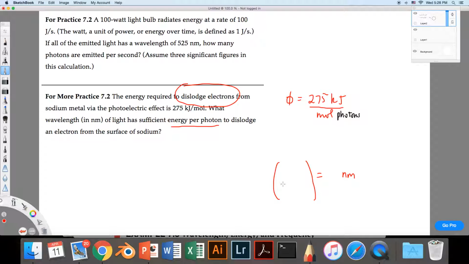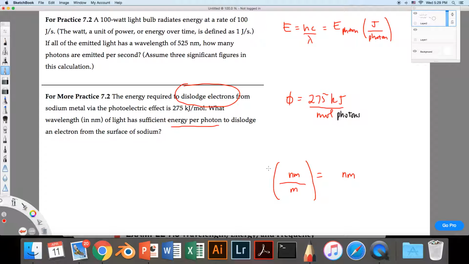So I'm going to come here, and I'm going to say nanometers to meters, okay? Then I'm going to come up here and make some notes. E is equal to hc over lambda, and this is the energy per photon, okay? This is going to be in joules per photon. All right?